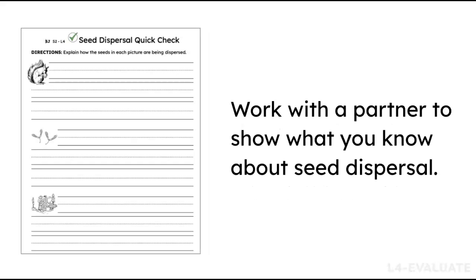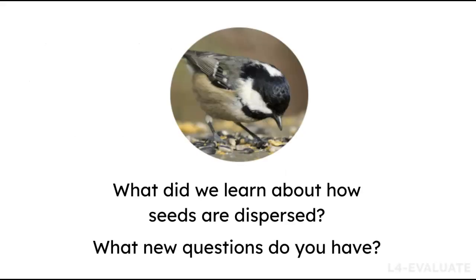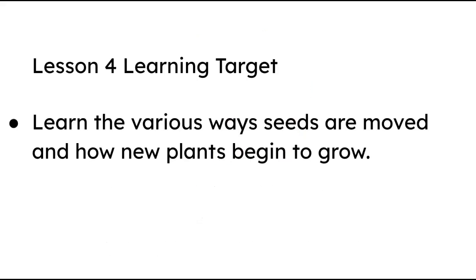For the Evaluate, students will work with a partner to show what they know about seed dispersal by completing the Seed Dispersal Quick Check student journal page. To support student sense-making across the unit, orient students back to the driving question board. You'll ask, what did we learn about how seeds are dispersed, and what new questions do you have? By the end of this lesson, students will have learned the various ways seeds are moved and how new plants begin to grow. In Lesson 5, students will create a model of seed dispersal using what they have learned in this lesson.